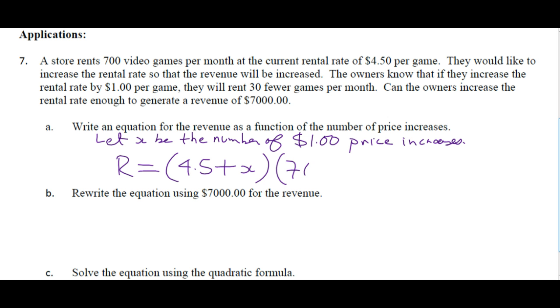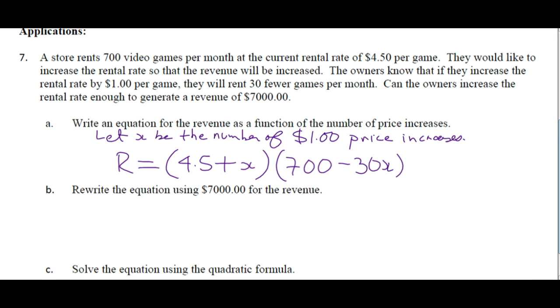Well, I was renting 700 games, but what's going to happen to the number of games? Minus 30x, right? So if I do one price increase, how many games will I rent? Well, 700 minus 30 is 670. If I do four price increases, that's 120. 700 minus 120 is going to be 580.